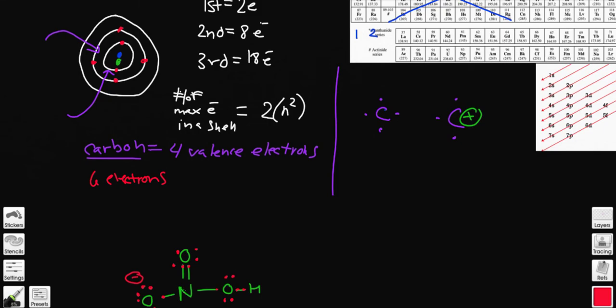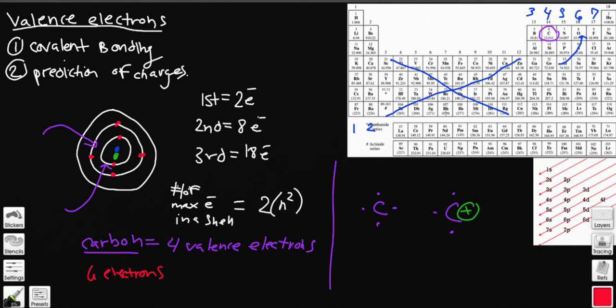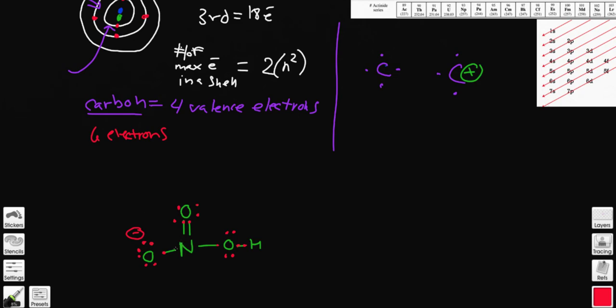Now let's look at this nitrogen. Because it's in group 15, nitrogen has 5 valence electrons. Let's see if it has 5. We're going to have 1 electron around it, the second one is here, the third one is here, and the fourth one is here. So the nitrogen only has 4 valence electrons right now, but it wants 5. If it has 1 less than it usually wants, it's going to have a positive charge.